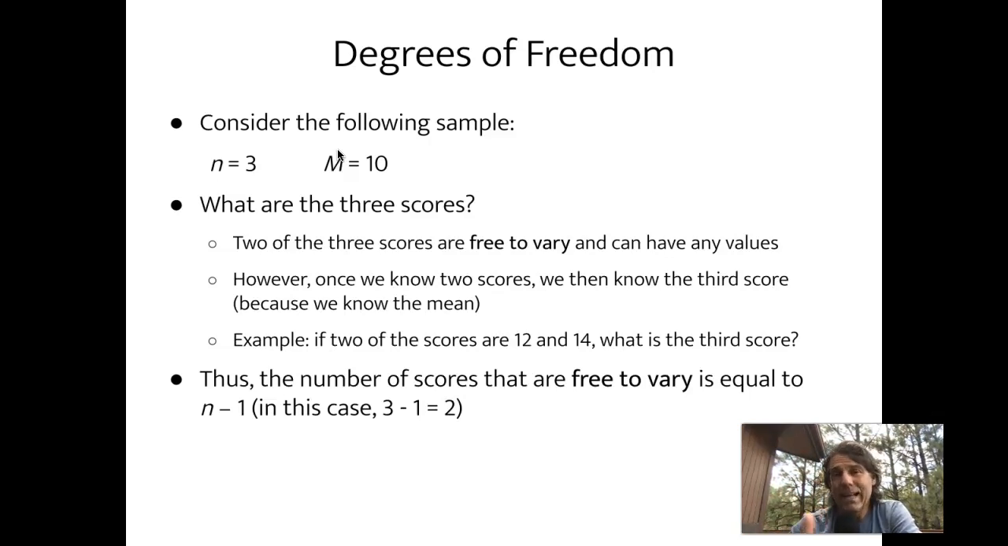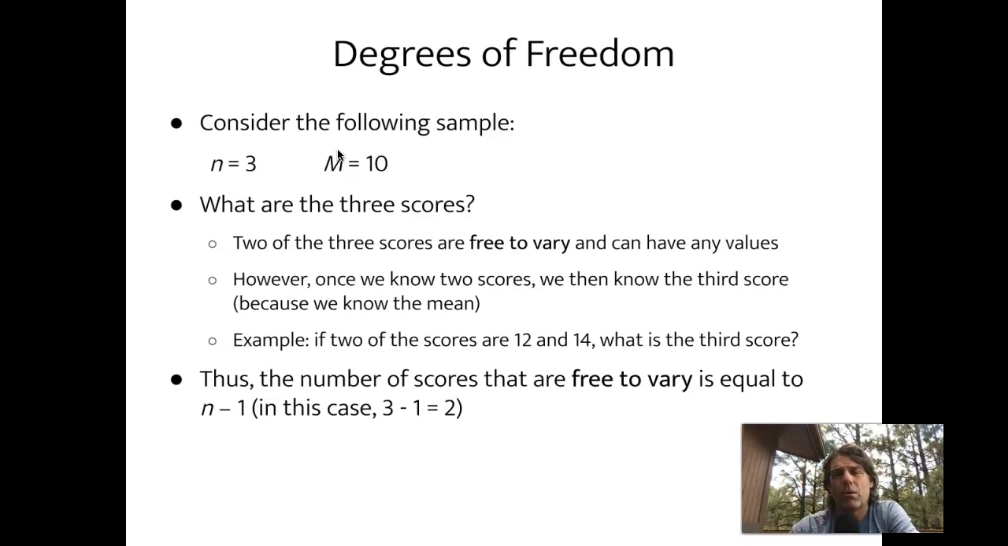But let's say I say, all right, you've got this sample of 3 scores. They have a mean of 10. What's the first score? And somebody says, I think it's a 7. Okay? Could it be something other than 7? Yes. That means that score is free to vary. It could be anything, but right now we just decided, okay, it's a 7. So that first score is free to vary, but we're going to say it's a 7.